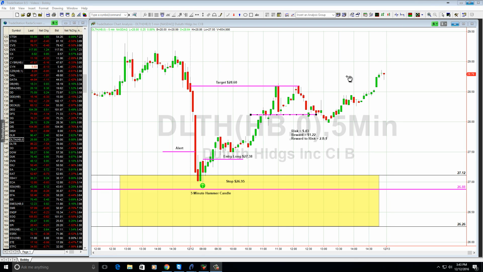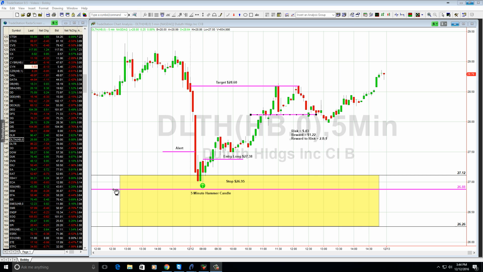Okay, here's an example of how day traders can use our alert system. This is a 5-minute chart of Duluth Holdings. At the bottom you can see a demand zone. It's large because it's blown up, but this is copied over from the daily chart.